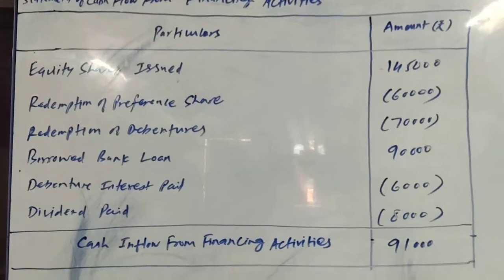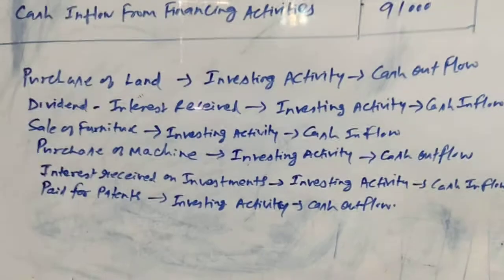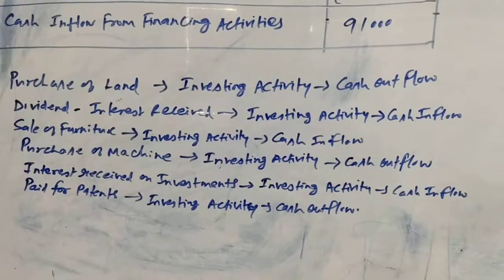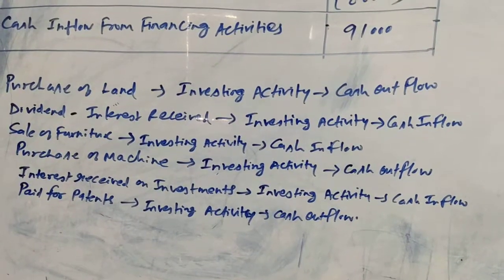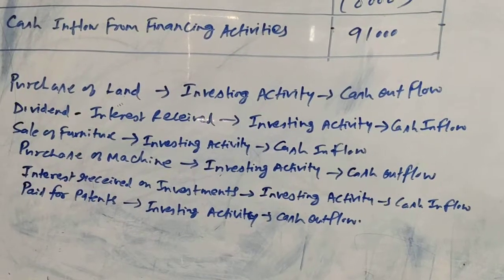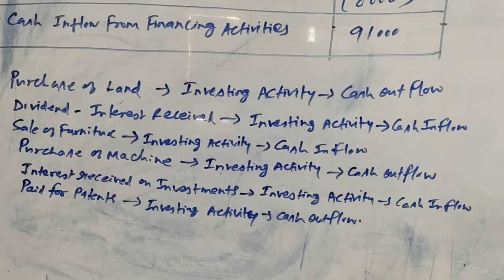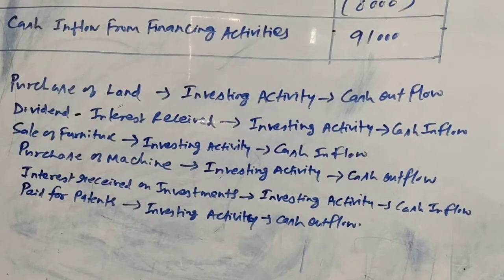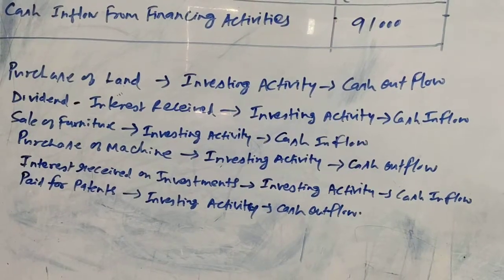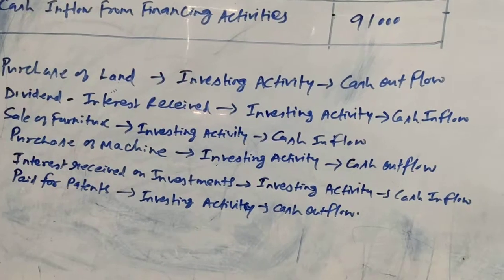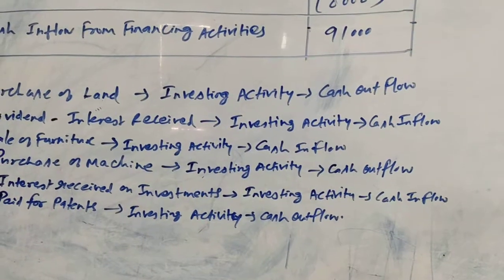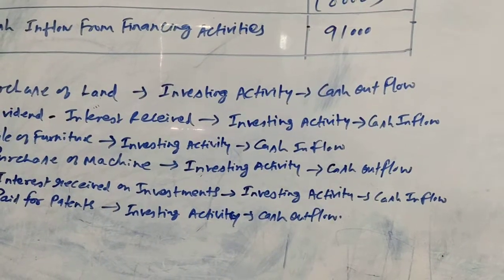And friends, except this, the following transactions are not included in financing activity because these all are investing activities: purchase of land, investing activity of cash outflow; debenture interest received, investing activity of cash inflow; sale of furniture, investing activity of cash inflow; purchase of machine, investing activity of cash outflow; interest received on investment, investing activity of cash inflow; and paid for patents, investing activity of cash outflow. Okay friends, so this is how sum number 20 is solved, where we calculated cash flow from financing activity.